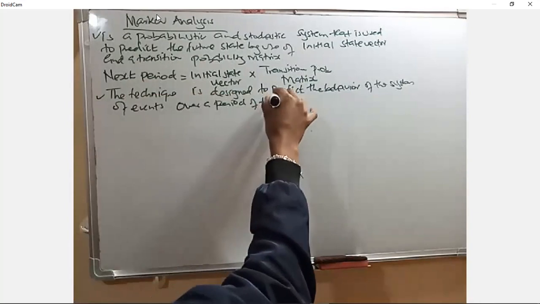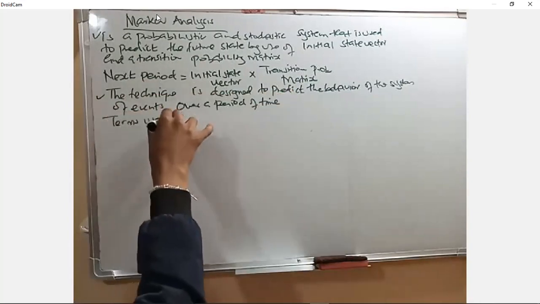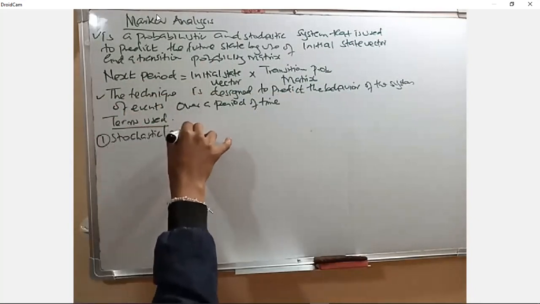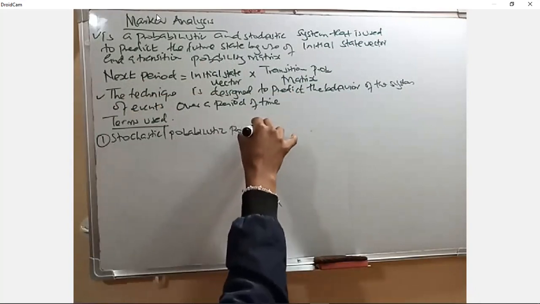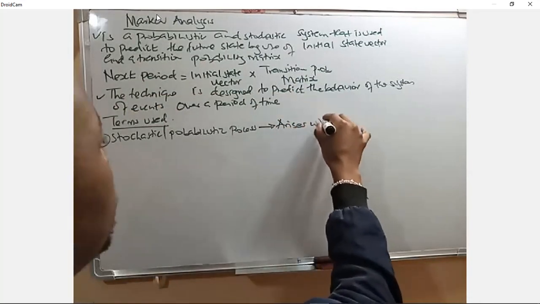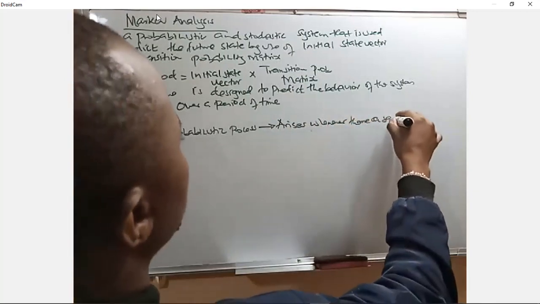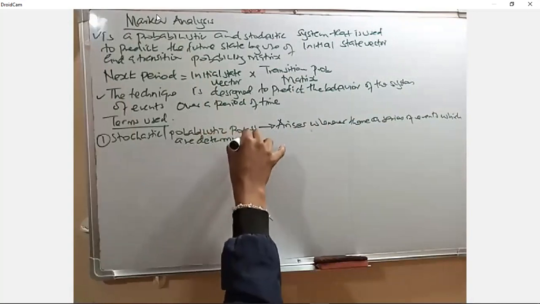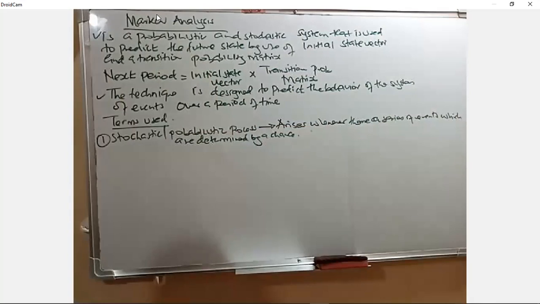So there are terms which are basically used here. The first term we are going to discuss is the stochastic or probabilistic process. It normally arises whenever there is a series of events which are determined by chance. So it means there is a series of events which are taking place and are going to be determined by chance. That is one.